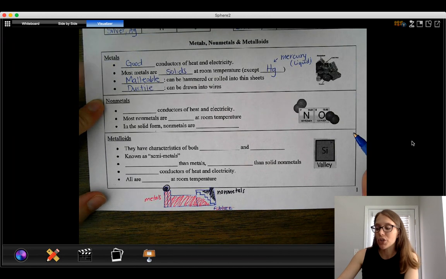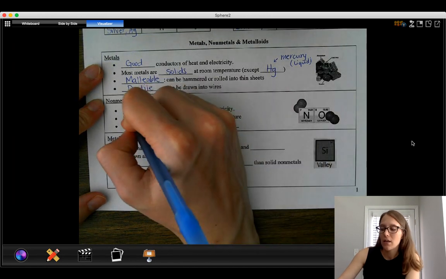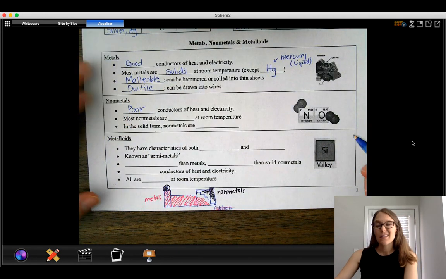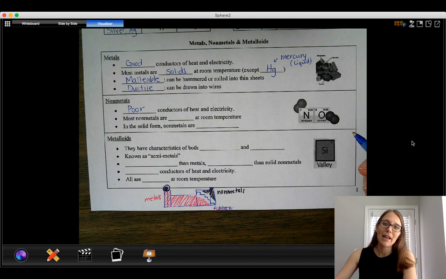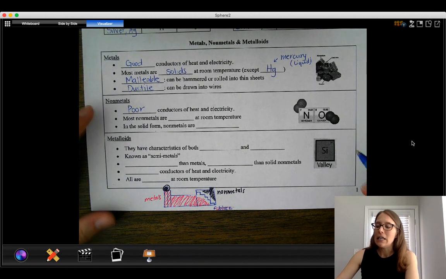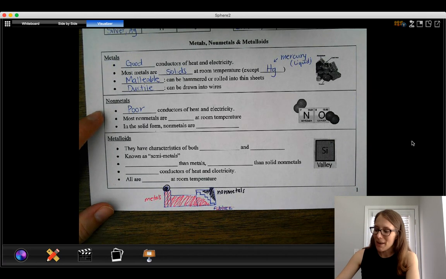So if metals were good conductors of heat and electricity, nonmetals are poor conductors of heat and electricity. This is kind of good. Air is made out of a lot of nonmetals. When you're sitting next to an electrical outlet, if air was conductive, we would be getting electrocuted all the time. That would be bad.